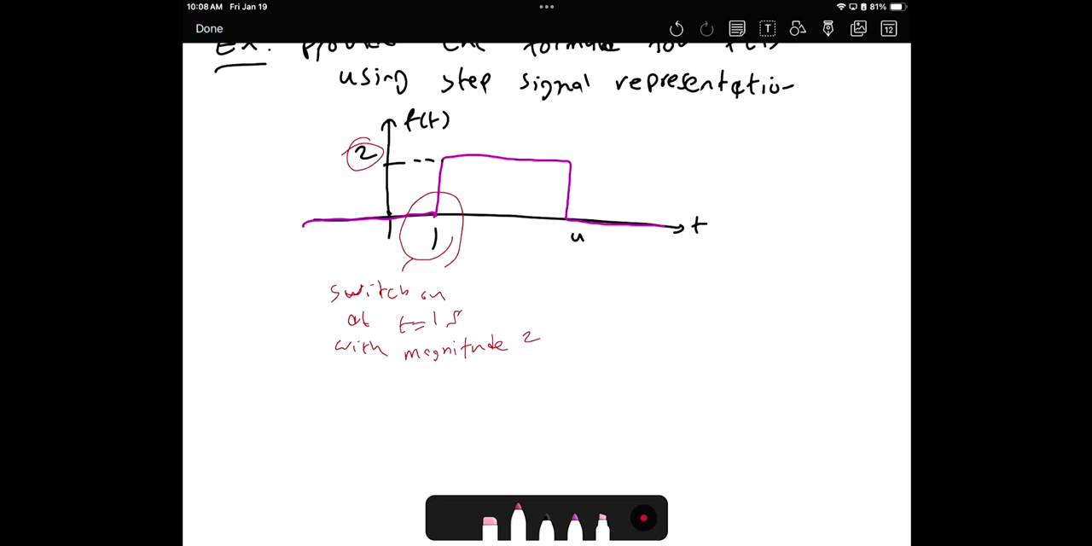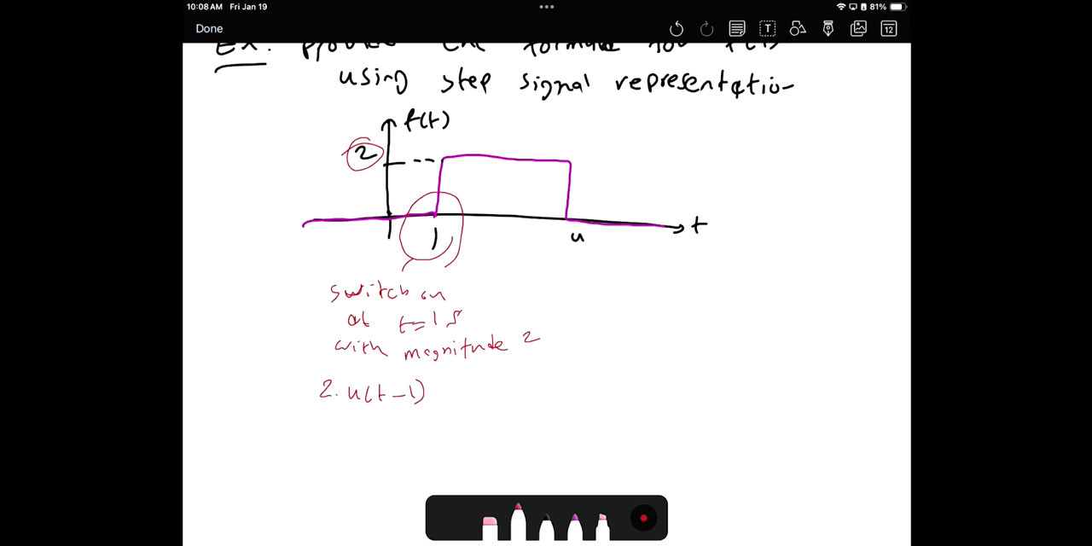How can I represent this? The magnitude 2 and u of t minus 1. That's how I represent this. Why u of t minus 1? Because if you make t equal 1, then it will be activated at 1 second, and with times 2.